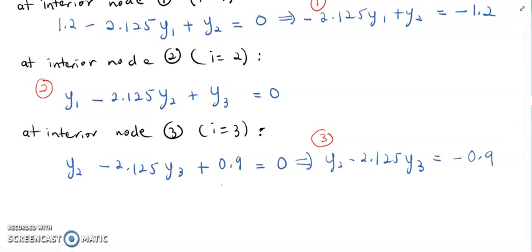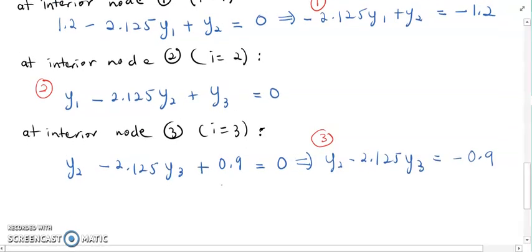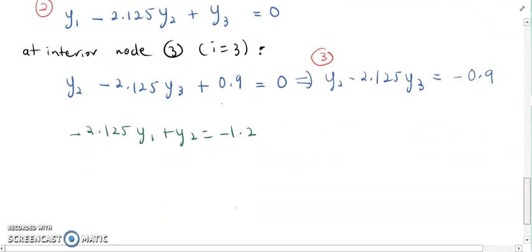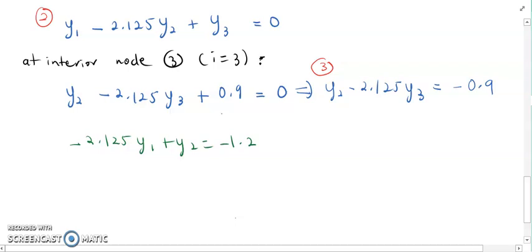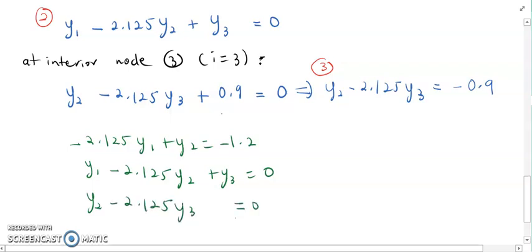So the first equation: negative 2.125 y1 plus y2 equals negative 1.2. y1 minus 2.125 y2 plus y3 equals 0. And the last equation: y2 minus 2.125 y3 equals 0.9.